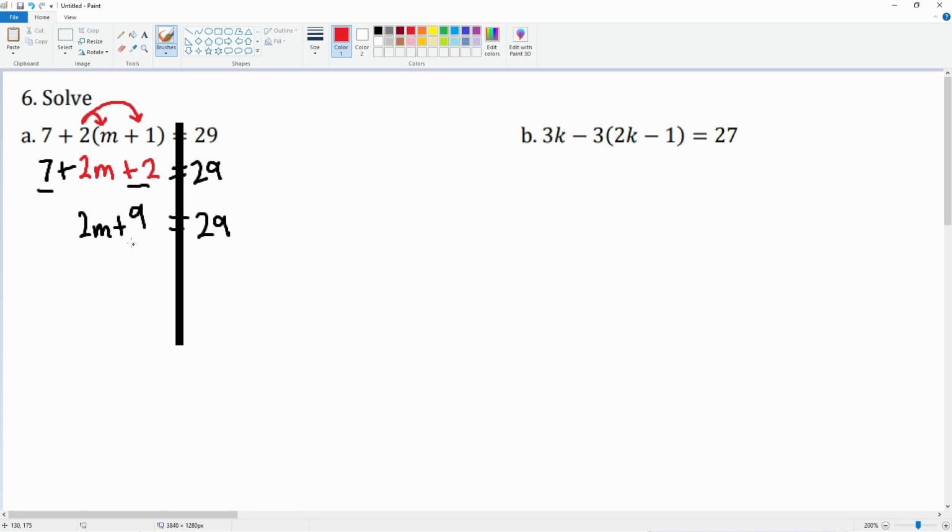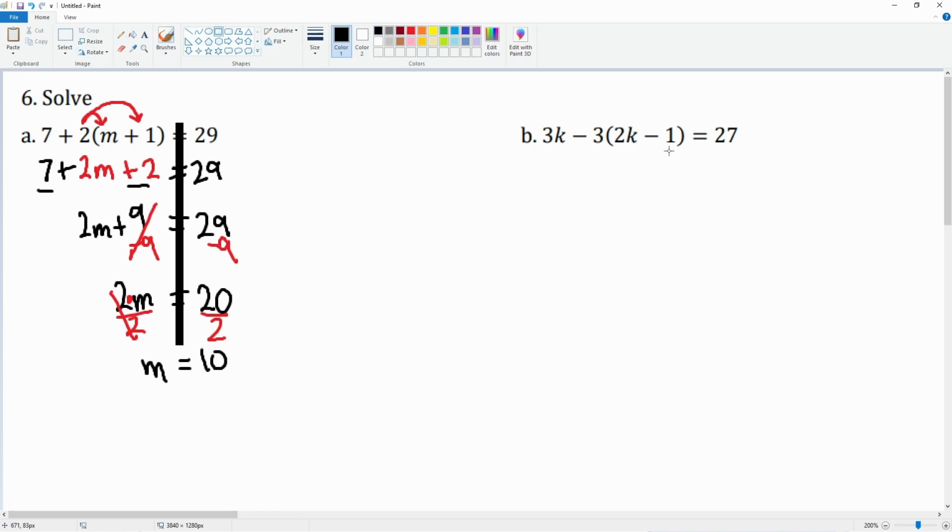Now we can solve it. Minus 9 to both sides, so the left hand side cancels. 9 minus 9 cancels. We have a 2m is equal to 29 minus 9 becomes a 20. We have a 2 that is attached to a multiplication, so we're going to divide 2 to both sides. 2 divided by 2 cancels, making the number 1. M is equal to 10.